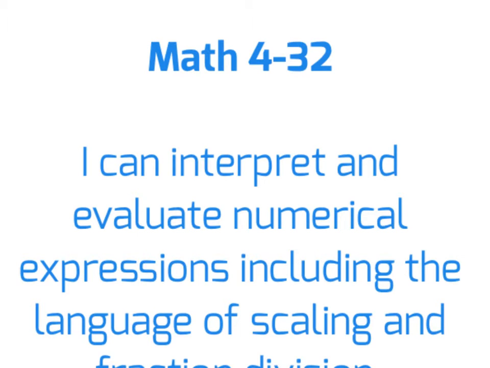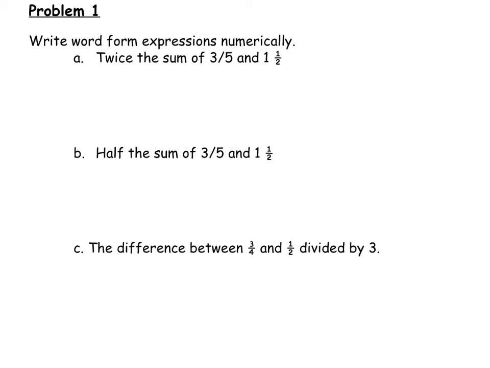Good luck. Problem number 1 says write word form expressions numerically. So I just need to make an expression, which means no equal sign. So part A, twice the sum of 3/5 and 1 1/2. So the word and means I'm taking two things.